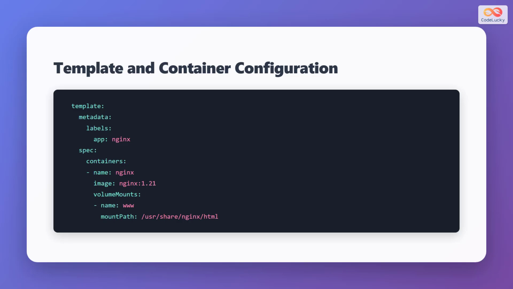Continuing with our stateful set configuration, the template section defines the pod specification. We start with metadata that includes labels matching our selector, app: nginx. The spec section contains the container configuration. We're using a container named nginx with the image nginx:1.21. The critical part here is the volume mount section. We're mounting a volume named www to the path /usr/share/nginx/html inside the container. This is where the container will access its persistent storage. The volume name www must match the name we define in our volume claim template.